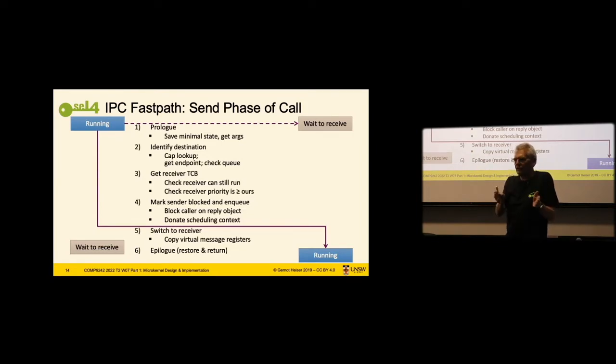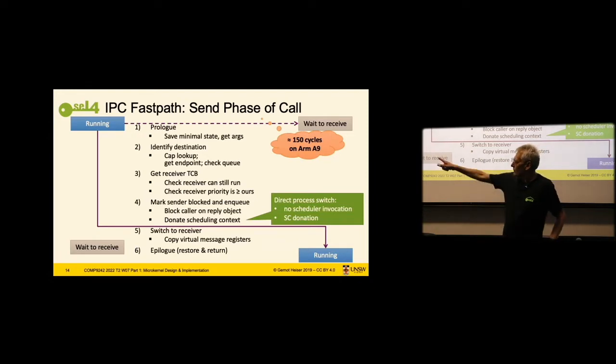If the message fits into the physical message registers, then there's nothing to do, because we just don't context switch them, and the data gets automatically delivered to the receiver. And that's it, and then we can return. So this is a very tight code path, right? On the ARM-E9, which is your Odroid, it executes in about 150 cycles, of which probably 100 or so are just a few hardware operations. Okay, so the scheduling context donation is the so-called direct context switch, which we'll get to later.